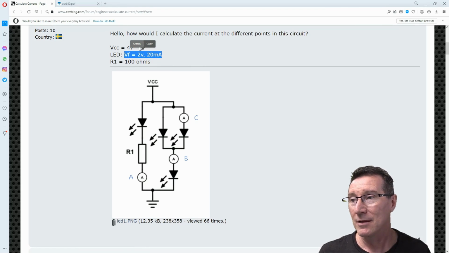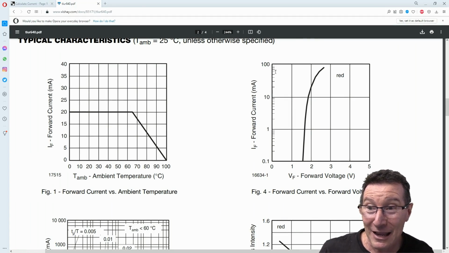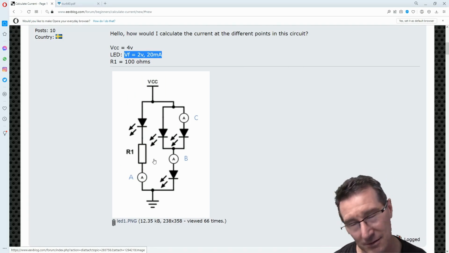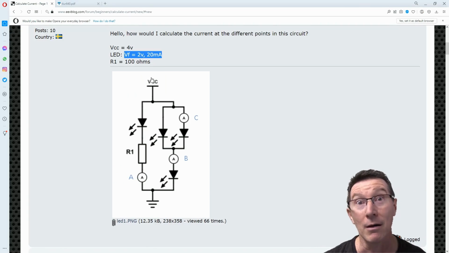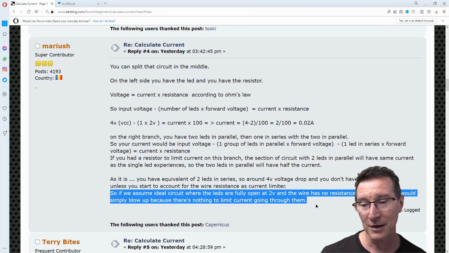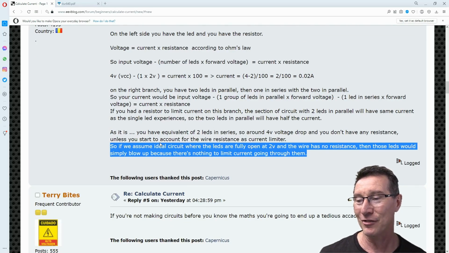But then, the nonlinear nature up here, 40 milliamps, you're up to 20, 30, 40, right? You're up to like 2.2 volts per LED, which is just, no, it's dumb. And Marush here, if I'm pronouncing that correctly, says if we assume an ideal circuit, the LEDs are fully open at 2 volts and the wire has no resistance, then those LEDs would simply blow up because there's nothing to limit current going through them.